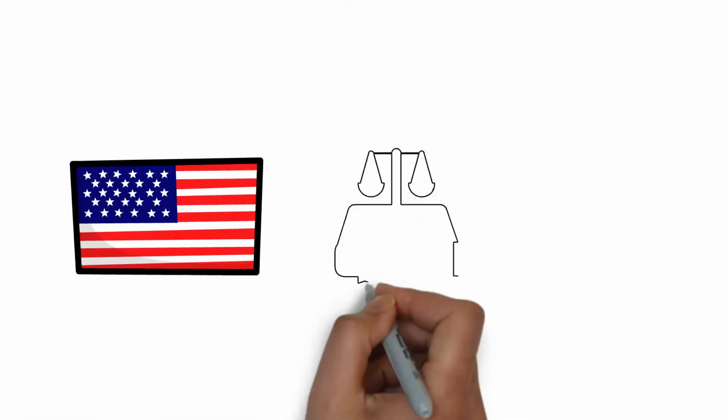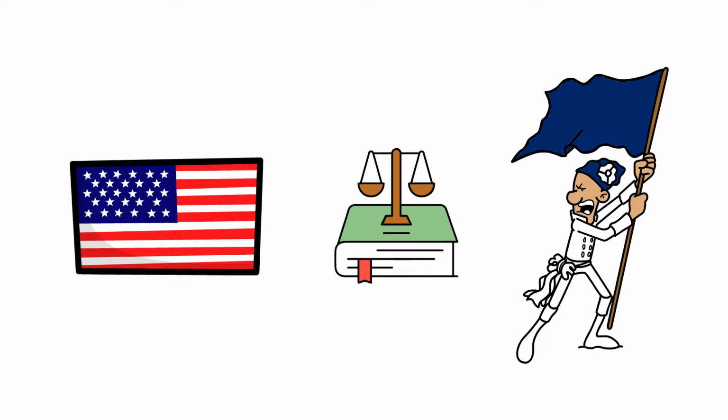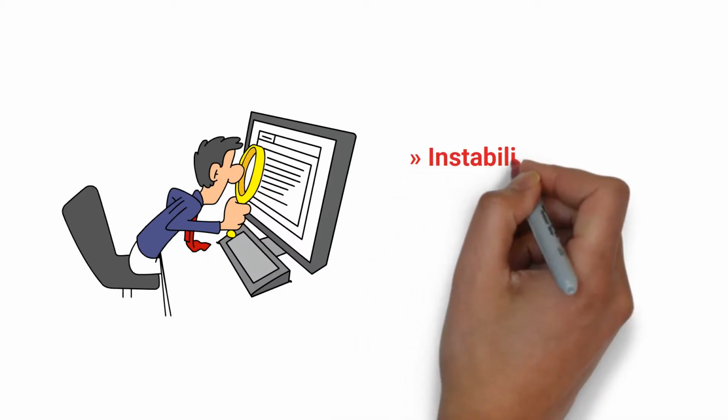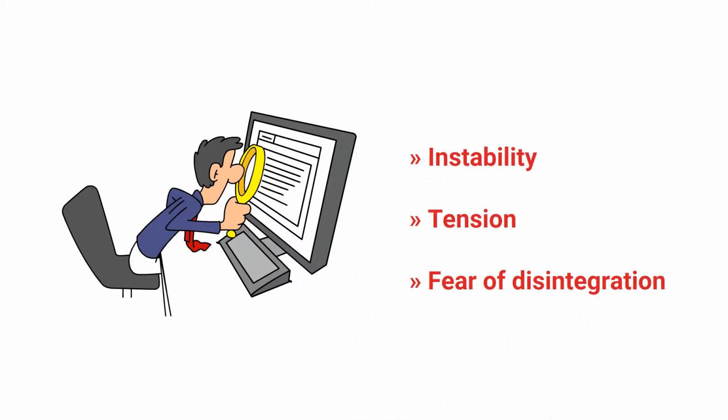This is certainly the case with the US Constitution, which was the product of tremendous turmoil in the American Revolution. But if you examine other countries with written constitutions, you'll likewise find instability and tension and fear of disintegration as the impetus for their efforts to write a constitution.